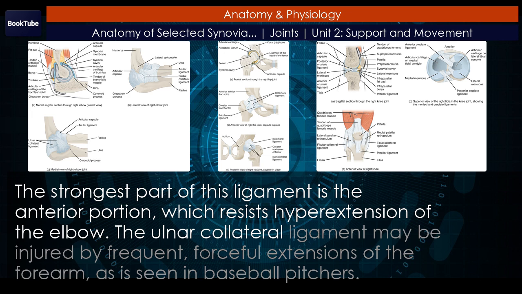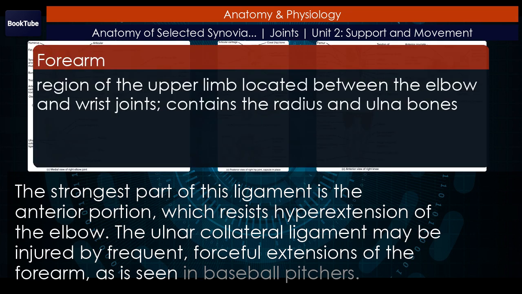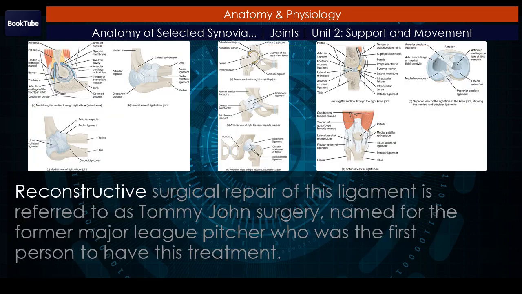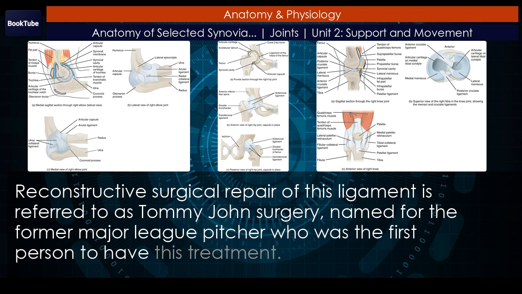The ulnar collateral ligament may be injured by frequent, forceful extensions of the forearm, as is seen in baseball pitchers. Reconstructive surgical repair of this ligament is referred to as Tommy John surgery, named for the former Major League pitcher who was the first person to have this treatment.